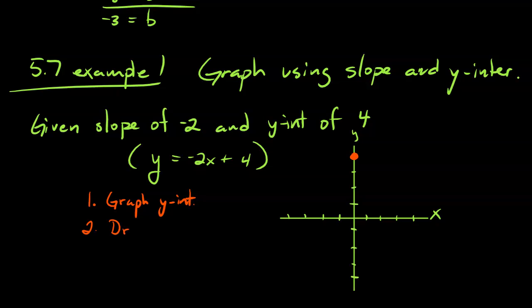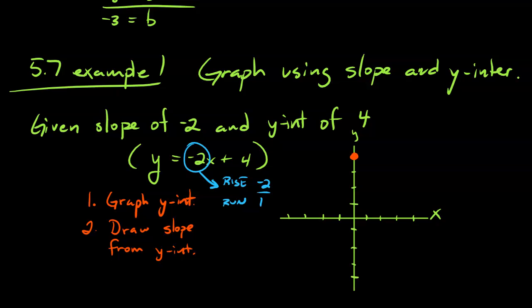Then you're going to draw the slope from the y-intercept. So don't draw the slope from the middle, because that's a mistake some people do. You're going to draw a slope from that point. Now, our slope is -2. So I want to write the slope as a rise and a run. So I would write this as -2 over 1. Because if there's no bottom number, it's over 1.